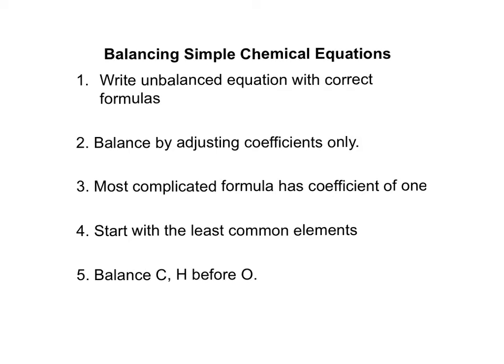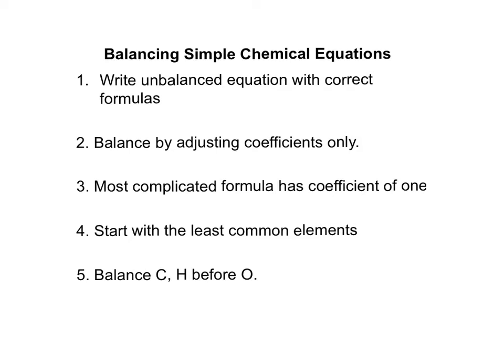So the rules for the simple reactions are: number 1, write the unbalanced equation with the correct formulas. In other words, once you've got the formulas, you're not going to change those. You're not going to change the subscripts in the formulas. Second, you're going to balance by adjusting the coefficients to the left of each formula only. And then third, the most complicated formula has a coefficient of 1.